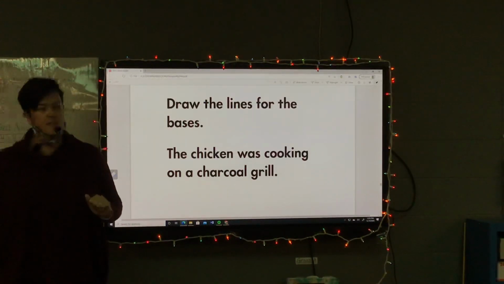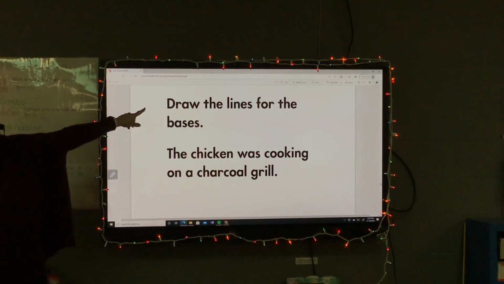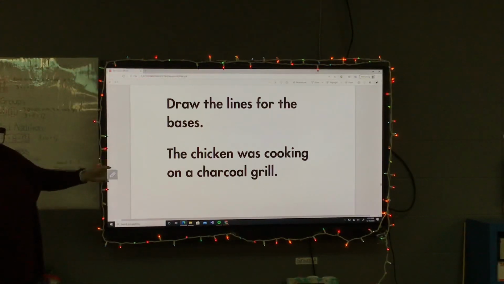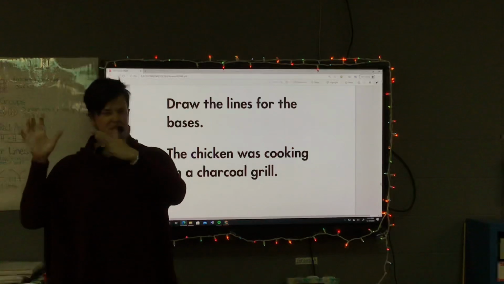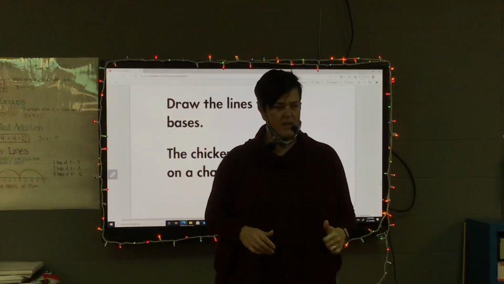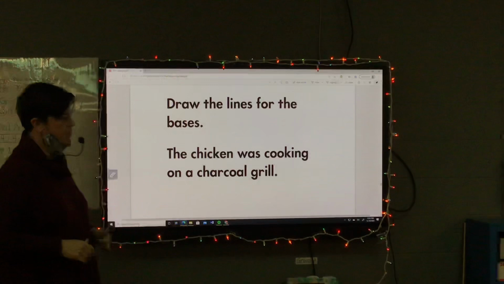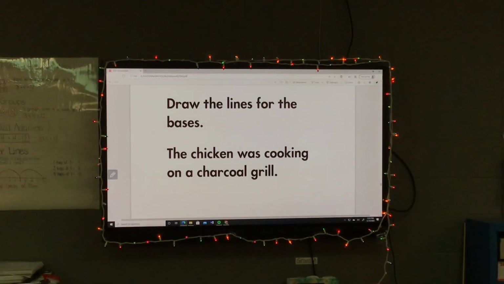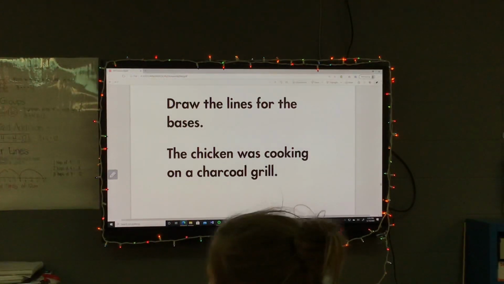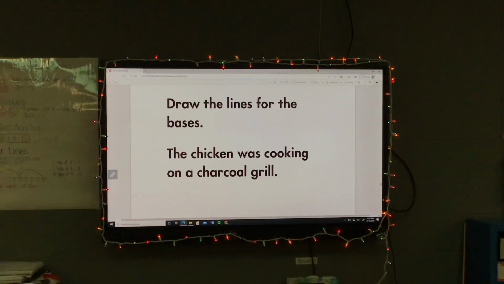Okay, let's read the sentences together. Draw the lines for the bases. But was that very smooth sounding when we read that? No. Let's read it more fluently. Stand up. Amy, I'm going to step to the side a little bit so your hair's not in the way. Okay, let's read this fluently. Point to the words as you're reading it. Here we go. Draw the lines for the bases. Sound like you're bossy this time, though. Here we go. Draw the lines for the bases.